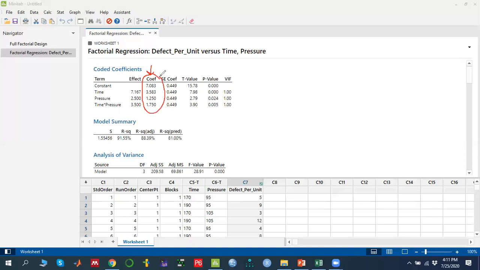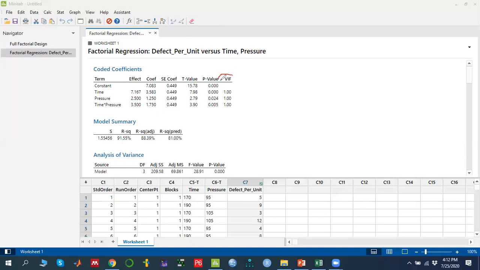Okay, so we can use this to predict what value of time we should take, what level of pressure we should take, and what would be the value of defect per unit, which is our response variable. And the relationship between the coefficient and the effect is, if we divide the effect by 2, we will get the corresponding coefficients, right?